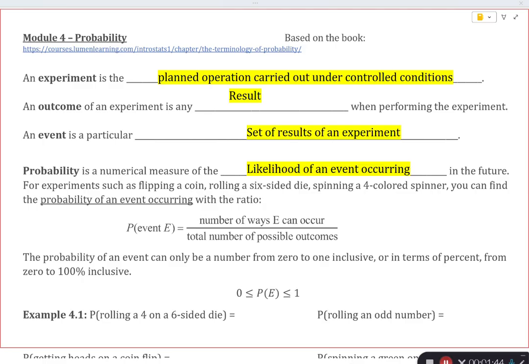Probability is a numerical measure of the likelihood of an event occurring in the future. For experiments such as flipping a coin, rolling a 6-sided die, spinning a 4-colored spinner, and so on, you can find the probability of an event occurring with the ratio or fraction: the probability of event E, often written as P of E, similar to function notation for any of you that have taken an algebra class, is equal to the number of ways that the event E can occur divided by the total number of possible outcomes for the experiment.